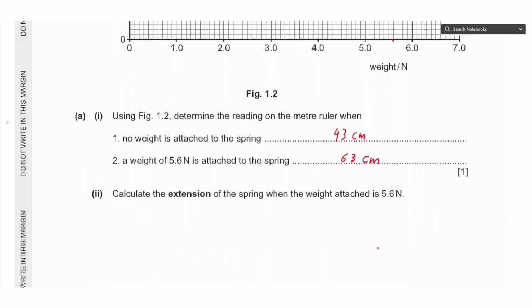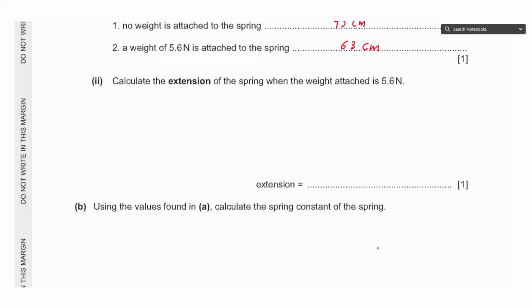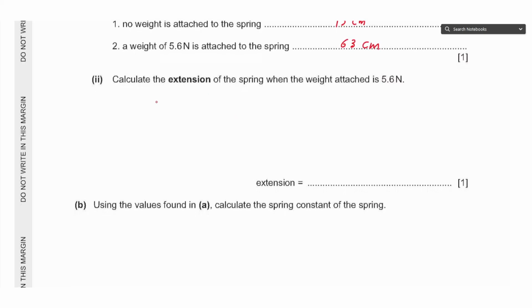Part (ii) says calculate the extension of the spring when the weight attached is 5.6 newtons. So the extension is equal to the extended length minus the original length. We have extended 63 and original 43. That gives an answer of 20 centimeters.